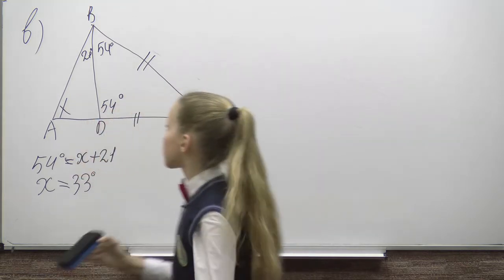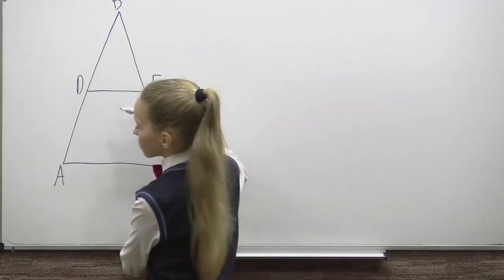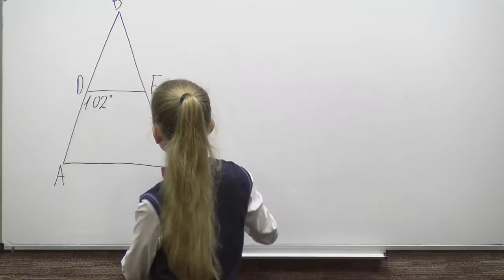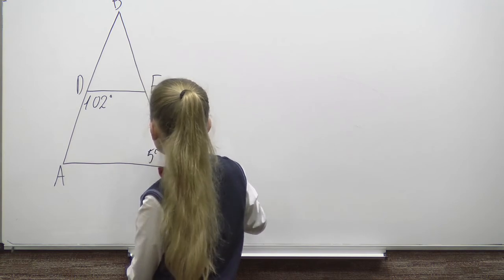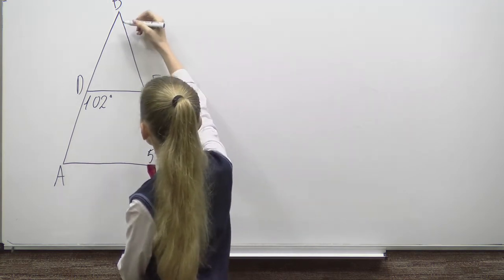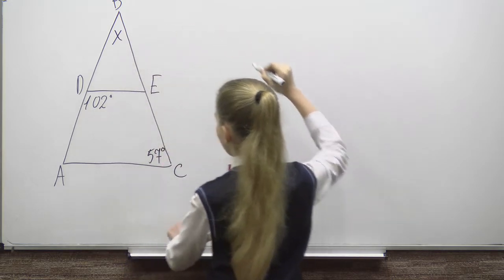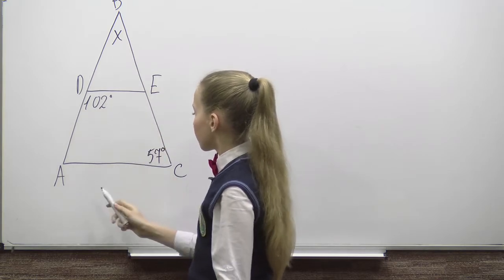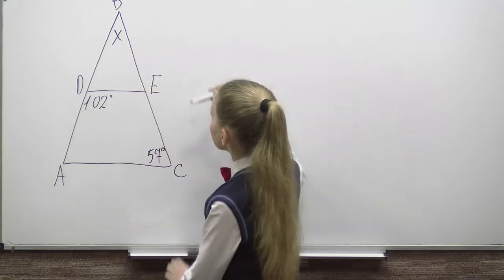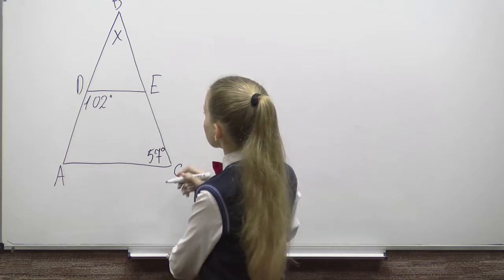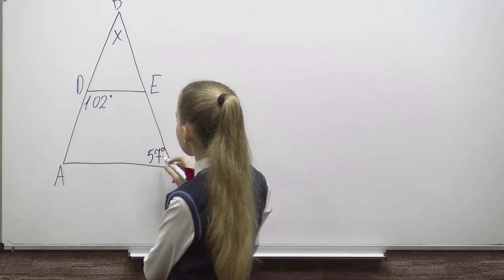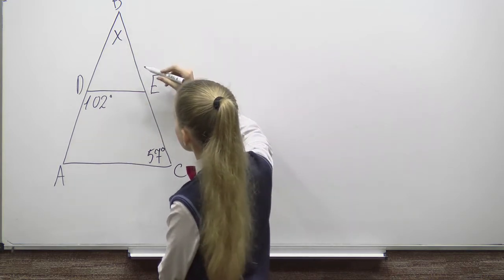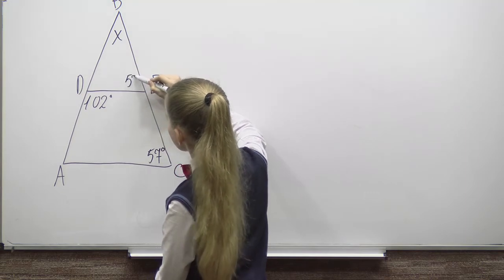And the last problem is exercise C. We know that this angle equals 102 degrees and angle C equals 57 degrees. And we must find x. So we also know that side DE is parallel to AC, and we have a transversal BC. So from this we can see that angle C will be equal to angle DEB. So angle DEB equals also 57 degrees.